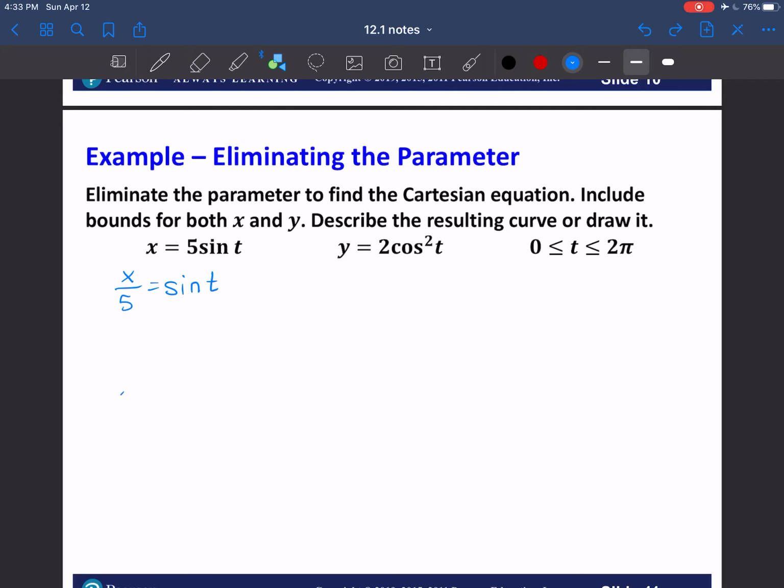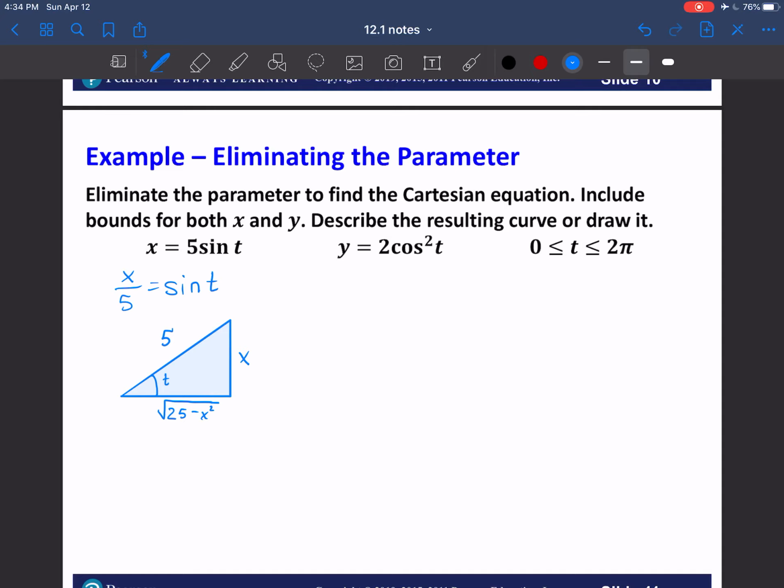Yikes. Let's try again. Better. Here's the angle t. Sine is opposite over hypotenuse, so here's x, here's 5, and then this leg must be root 25 minus x squared.